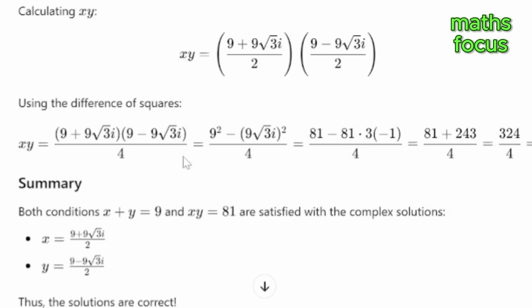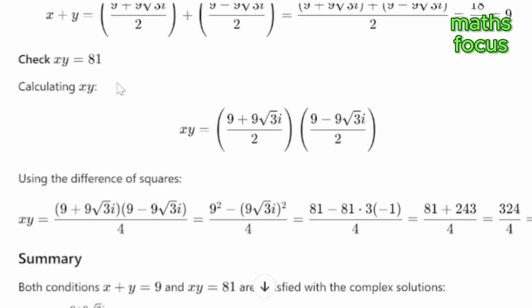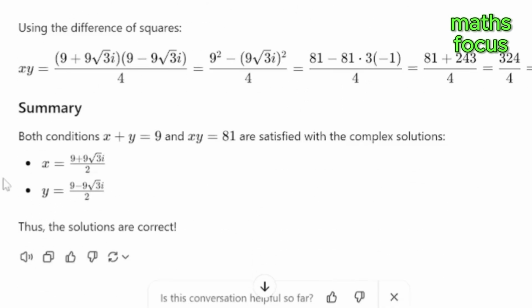So which satisfies the given equation. Therefore, the left hand side xy is equal to 81, which is equal to the right hand side, which is 81. Therefore, in summary, both conditions x plus y is equal to 9 and xy is equal to 81 are satisfied with the complex solution x is equal to (9 plus 9 square root of 3i) divided by 2, and then y is equal to (9 minus 9 square root of 3i) divided by 2. Thus, the solutions are absolutely correct.